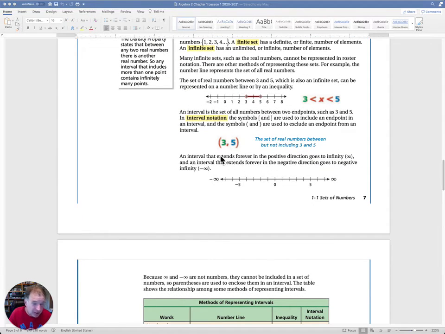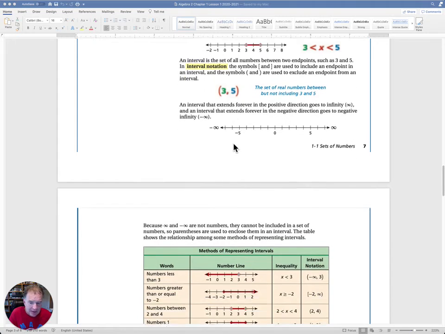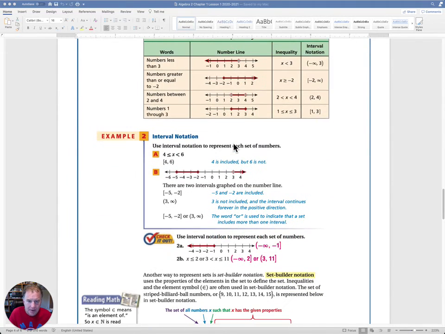Sometimes an interval can go to infinity, like x is less than 2. It could go to, in that case, negative infinity or positive infinity. So you can do intervals. Instead of a 3, you can put in negative infinity, or maybe instead of a 5, you can put in infinity. And they have examples of that right here.